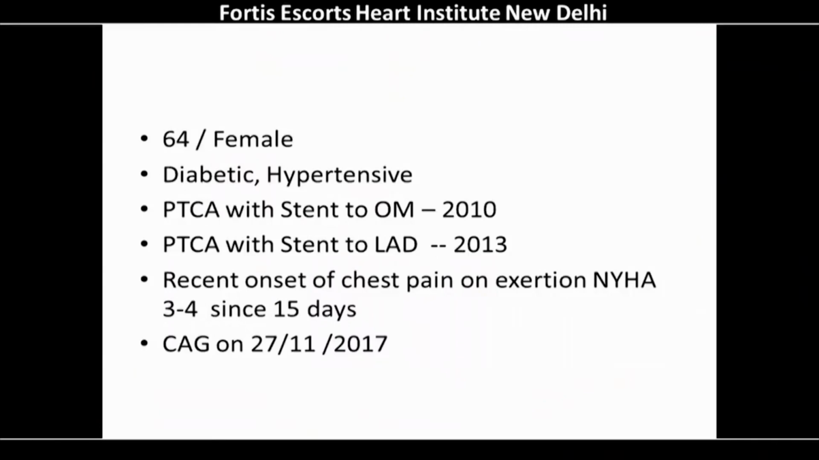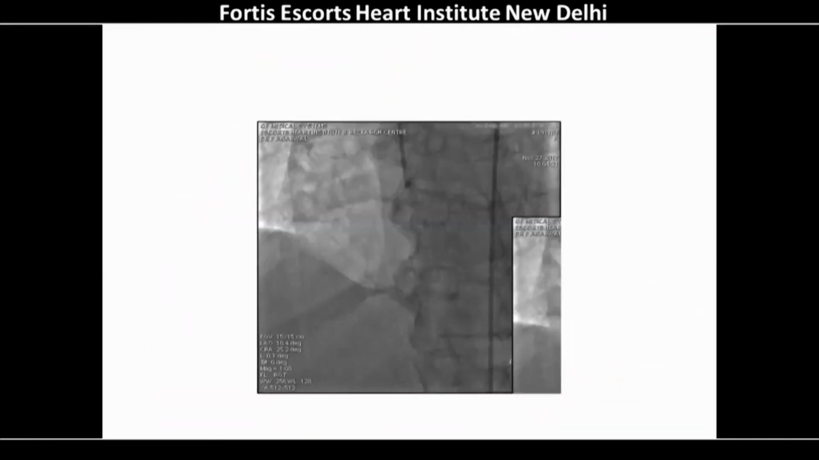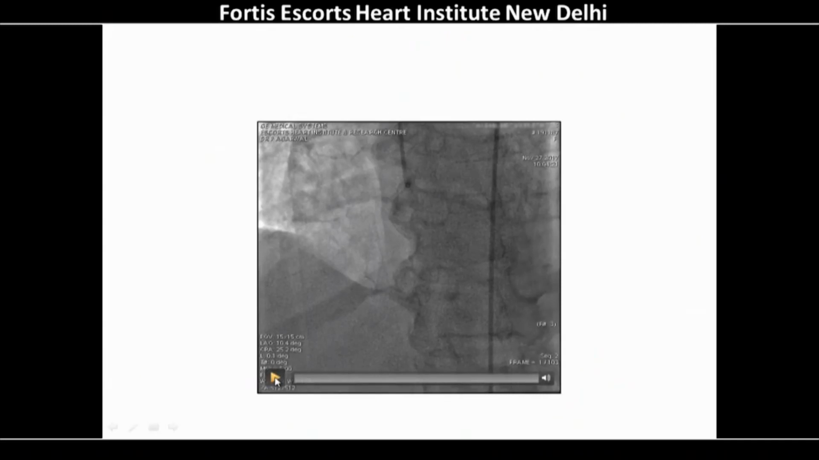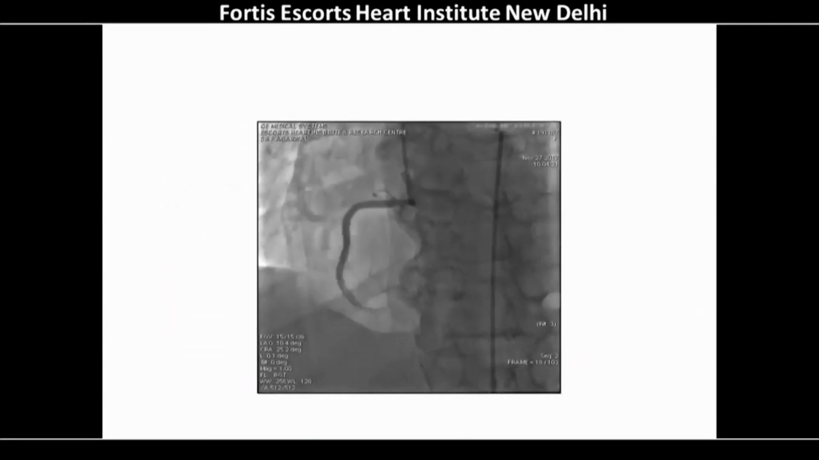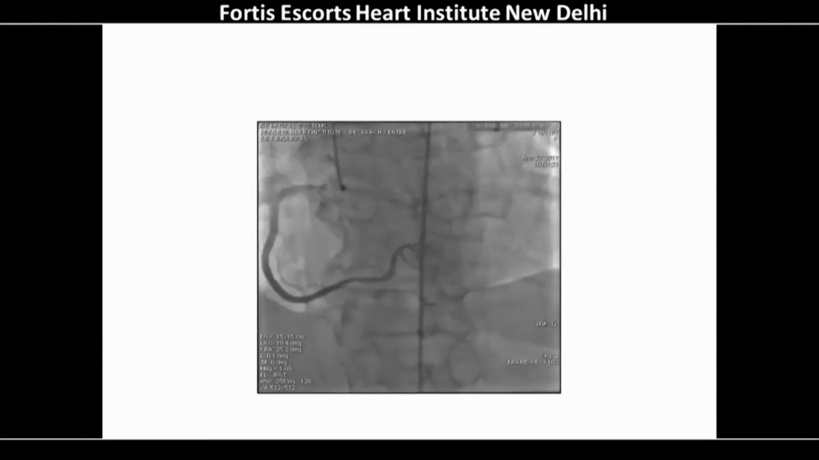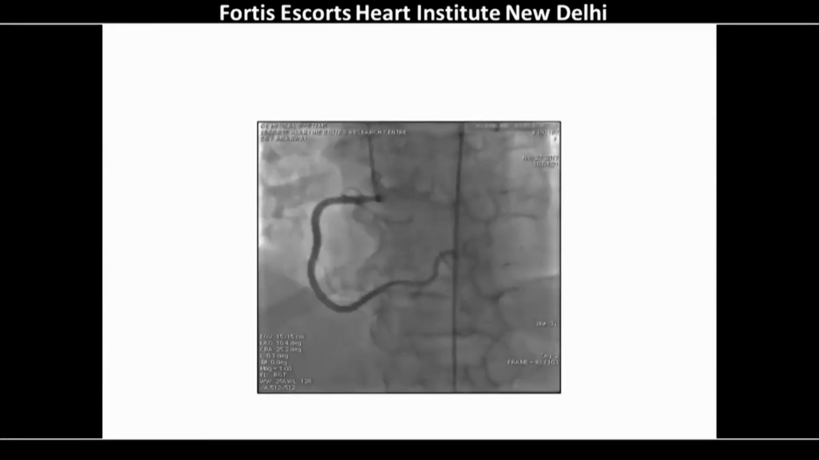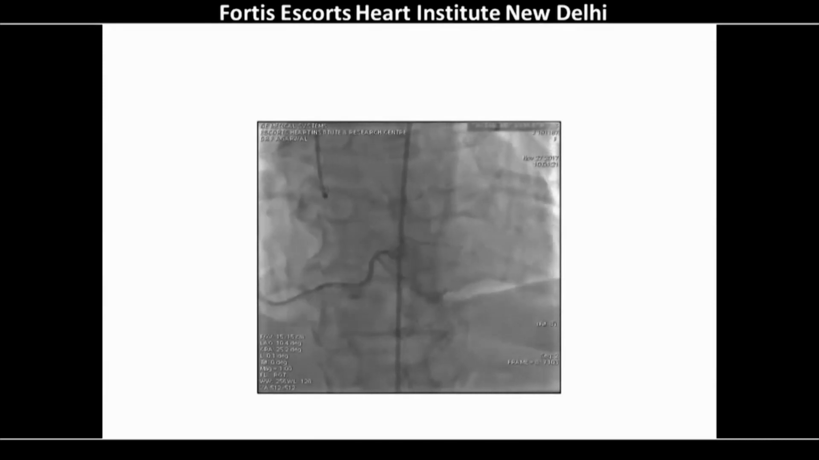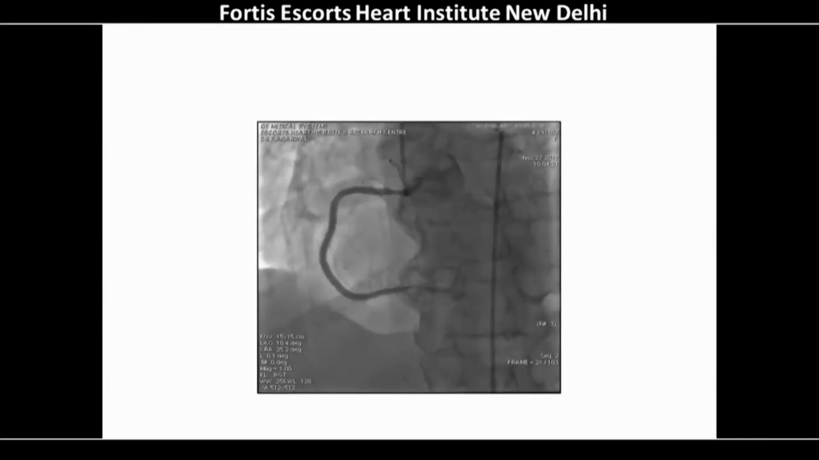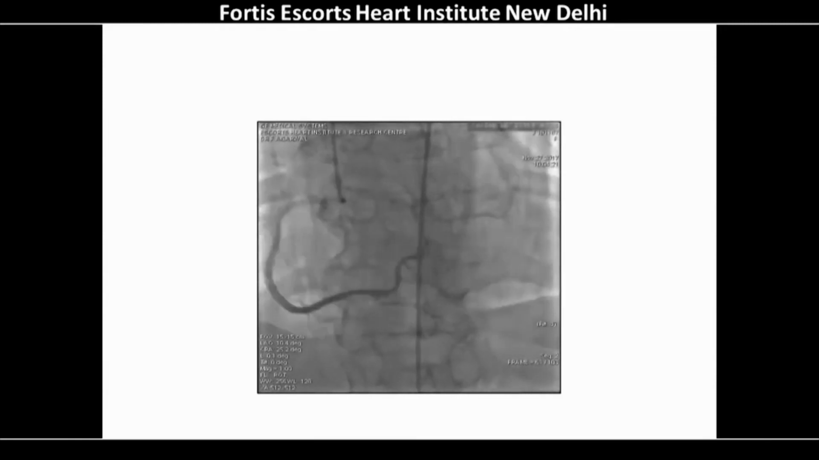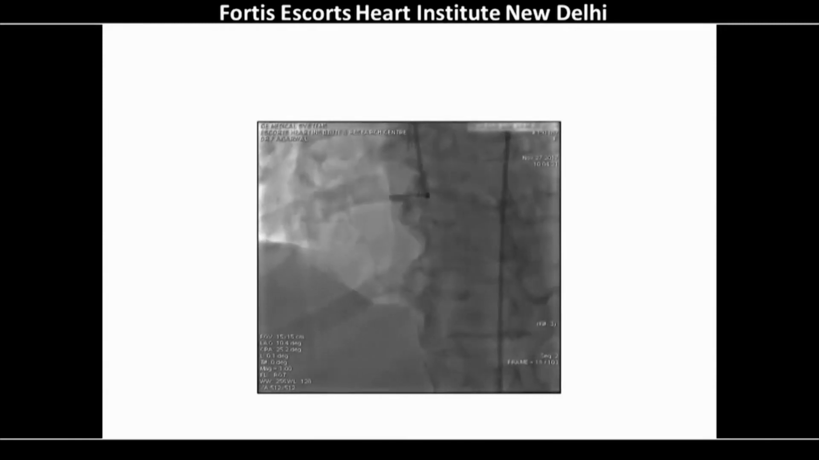Can I see the angio, please? Just our RCA. You see, there is a mild disease in the proximal RCA. The distal RCA, the PLB, is fine, and there is a very tight PDA. The PDA has got diffuse disease proximally. The ostium of the PDA is tight. Next, please. Calcified.